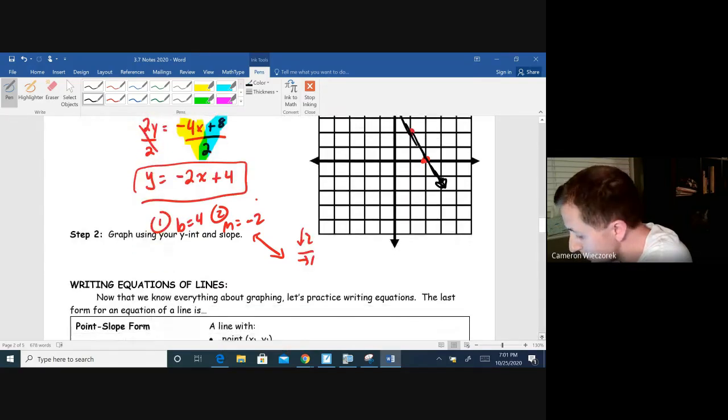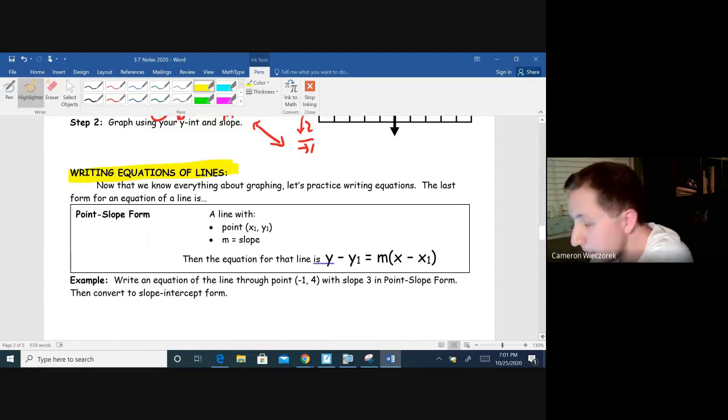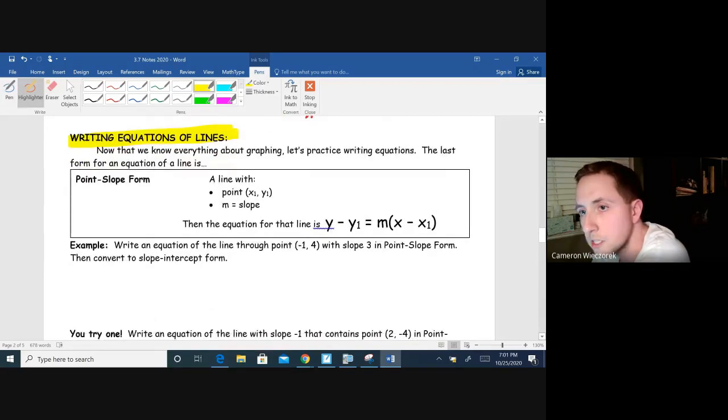So the last part of this lesson is dealing with writing equations of lines. A good amount of the time, they're going to ask you to write an equation in slope-intercept form, which we already saw on the last page. But oftentimes, before you do that, you're going to have to write it in point-slope form first, because they're not always going to give you the y-intercept.